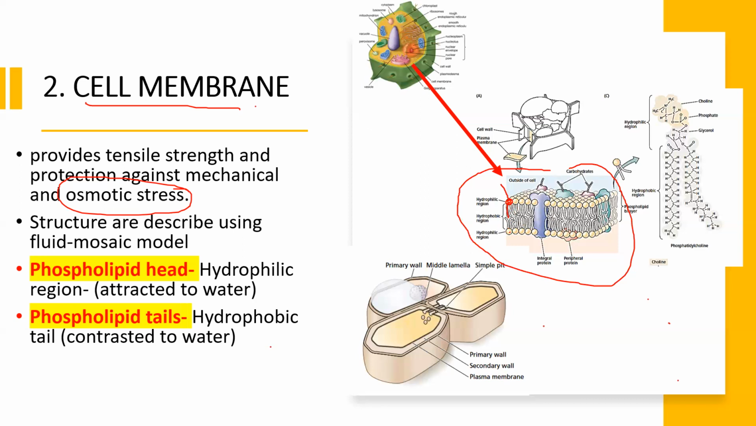So kapag ang phospholipid head, they are hydrophilic region or sila yung attracted sa tubig. And then kapag naman phospholipid tails, yan ay mga hydrophobic tails. Kapag sinabi nating hydrophobic tail, they are contrasted to water or sumasabay lang sila sa agos. Okay? But they are not attracting with the water. Sumusunod lang sila doon sa mismong head wherein sila yung mas attracted doon sa tubig. Okay?